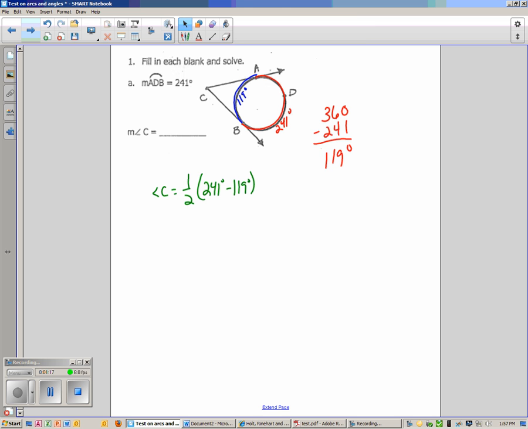241 minus 119 degrees is 122. So I have 1/2 times 122, and this is going to be equal to my angle C. And then, of course, 1/2 times 122 is equal to 61. So angle C is equal to 61 degrees. So that's what you should have done for problem number one.